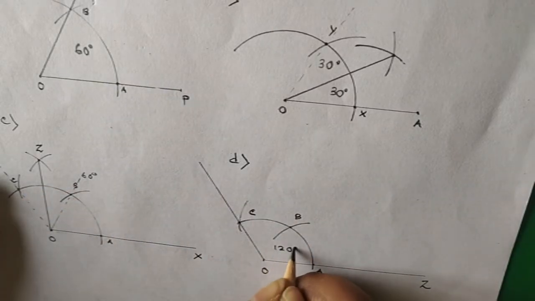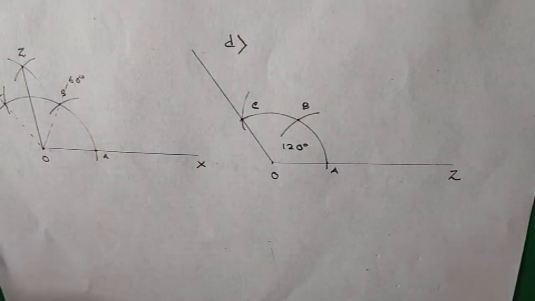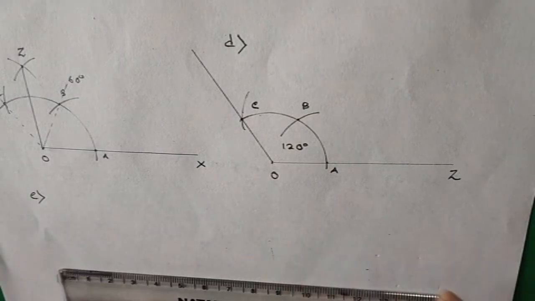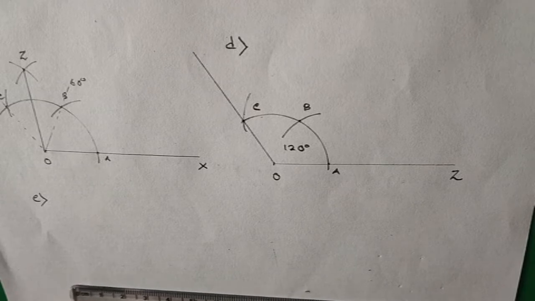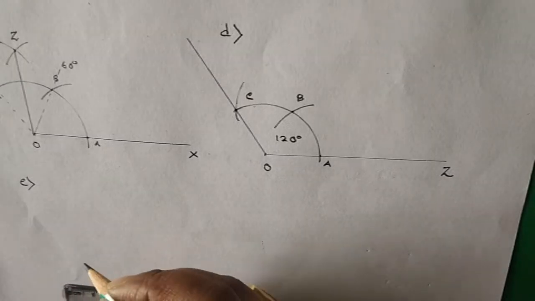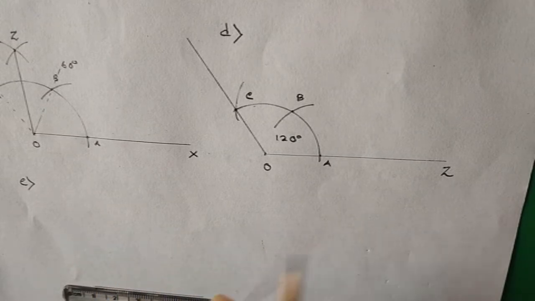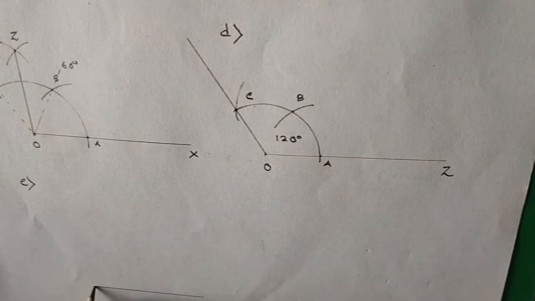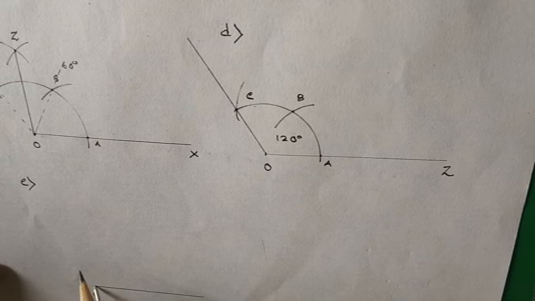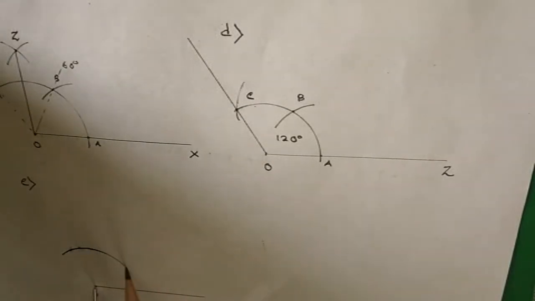This is 120 degree. Now in the next part we have 45 degree, and 45 degree is the bisector of 90 degree, or we can say the half of 90 degree. So at first we will draw a line segment. So we will draw 90 degree at first. So this is O and this is A. So we will take the convenient radius and we will draw the arc.